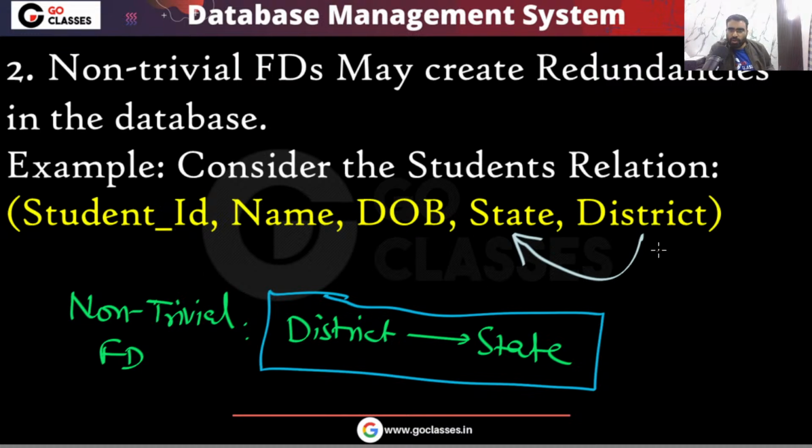Why? Because if, for example, Jaipur repeats 1000 times in this student table, then Rajasthan will also repeat 1000 times. Yes or no? So that is the reason I am saying that because of this non-trivial functional dependency, we will get redundancy in this table. So non-trivial functional dependency may create redundancy.